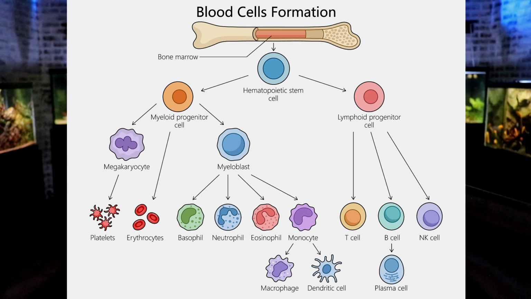So let's identify those. In this picture we have platelets and erythrocytes, which are red blood cells that carry oxygen. In the middle, you can see what I like to call the phils: basophils, neutrophils, eosinophils. Then we have the monocytes, and from the monocytes, the macrophages and dendritic cells. That's where our focus is: the phils, the monocytes, macrophages, and dendritic cells. Those are part of the innate immune system. And on the right, we have our T cells, B cells, and natural killer cells. Those are part of the adaptive immune system, which we will talk about in the next video.